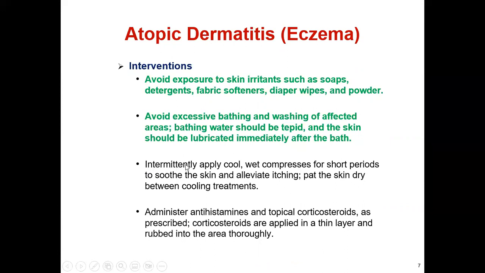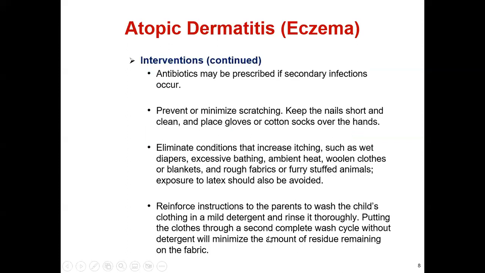Also intermittently apply cool wet compresses for short periods to soothe the skin and alleviate the itching. Also, pat the skin dry between cooling treatments. Administer antihistamine and topical corticosteroid as prescribed; corticosteroids are applied in a thin layer and rubbed into the area thoroughly. Antibiotics may be prescribed if secondary infection occurs.